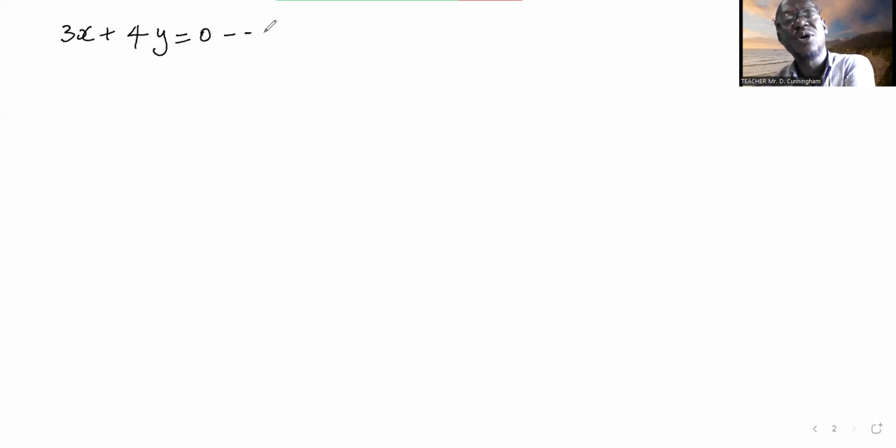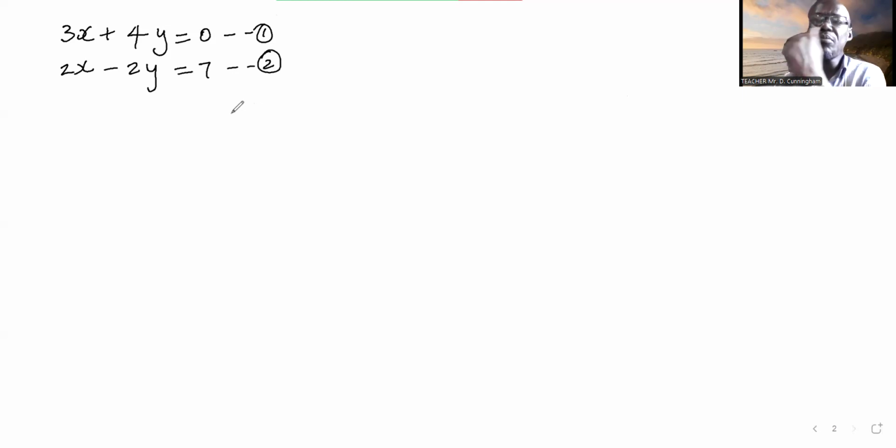The next question was 3x plus 4y equals 0. This was homework, people, so usually we try to get the homework done. This is our equation 1. And 2x minus 2y equals 7. This is our equation 2.